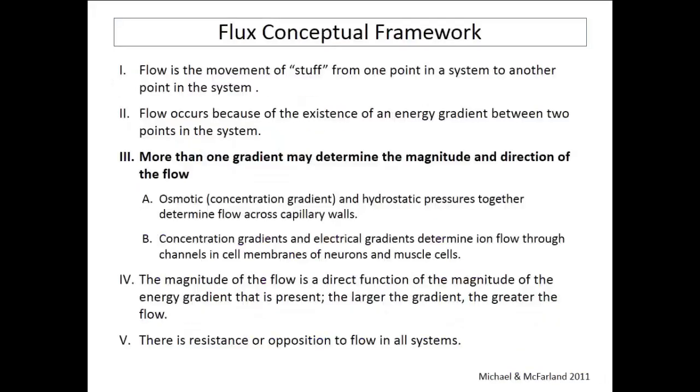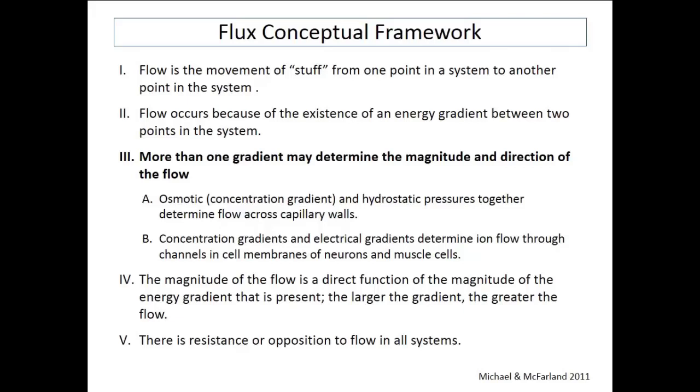So this is an example of a first and second level unpacking of the concept of flux. We did this first because we thought it was easiest, just like Ohm's law. So flow is the movement of stuff, whatever that stuff is, from one place to another. It occurs because there's some type of gradient. And then we unpack the gradient. It could be thermal, it could be pressure, it could be partial pressures, it could be concentration. And by the way, more than one gradient can be present at a time.